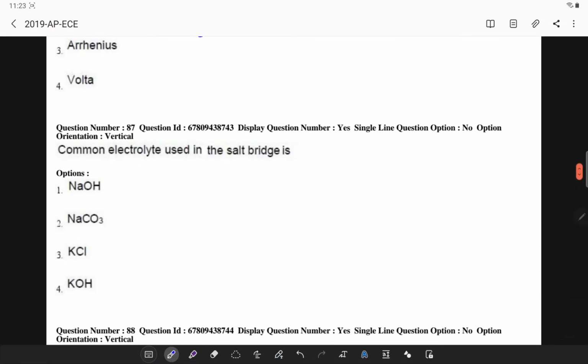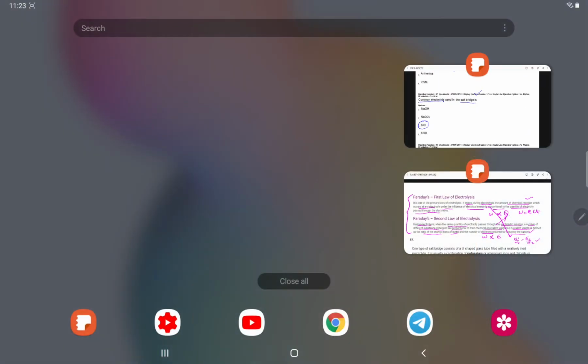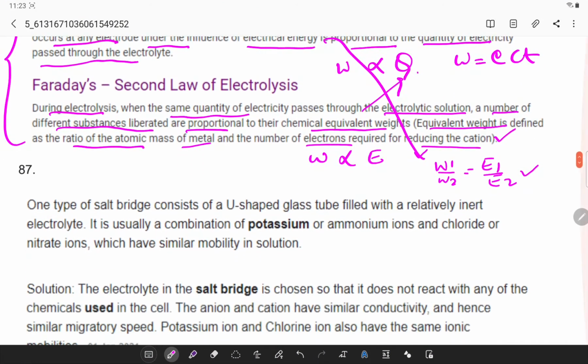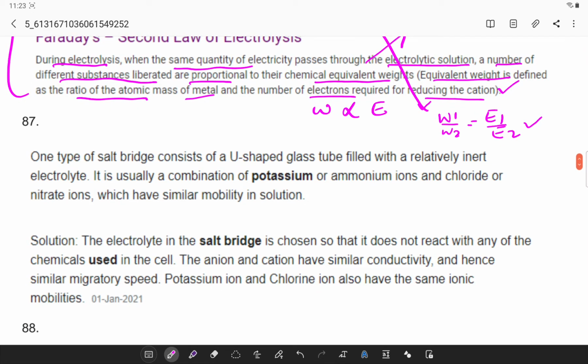So what is the common electrolyte used in a salt bridge? This is simply potassium chloride. The electrolyte in a salt bridge is chosen so that it does not react with any chemicals used in the cell. So the electrolyte in this salt bridge must not be reactive.